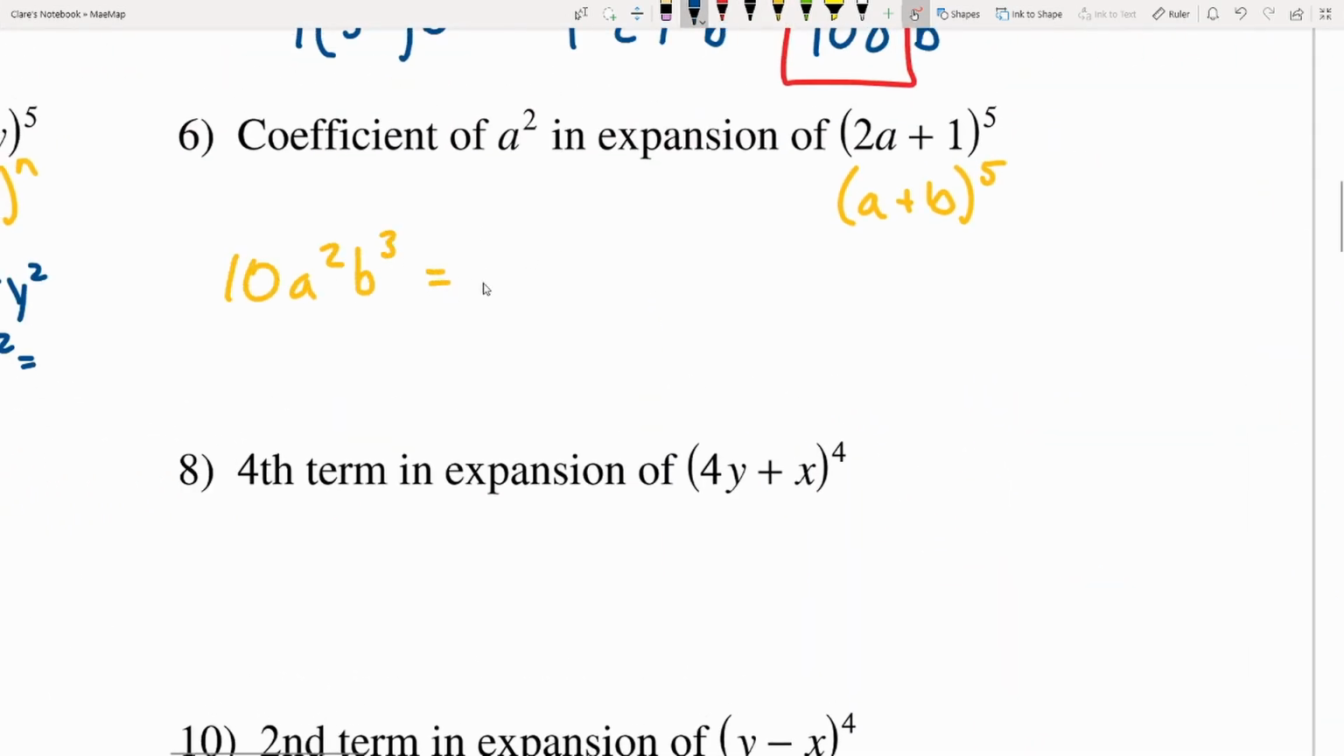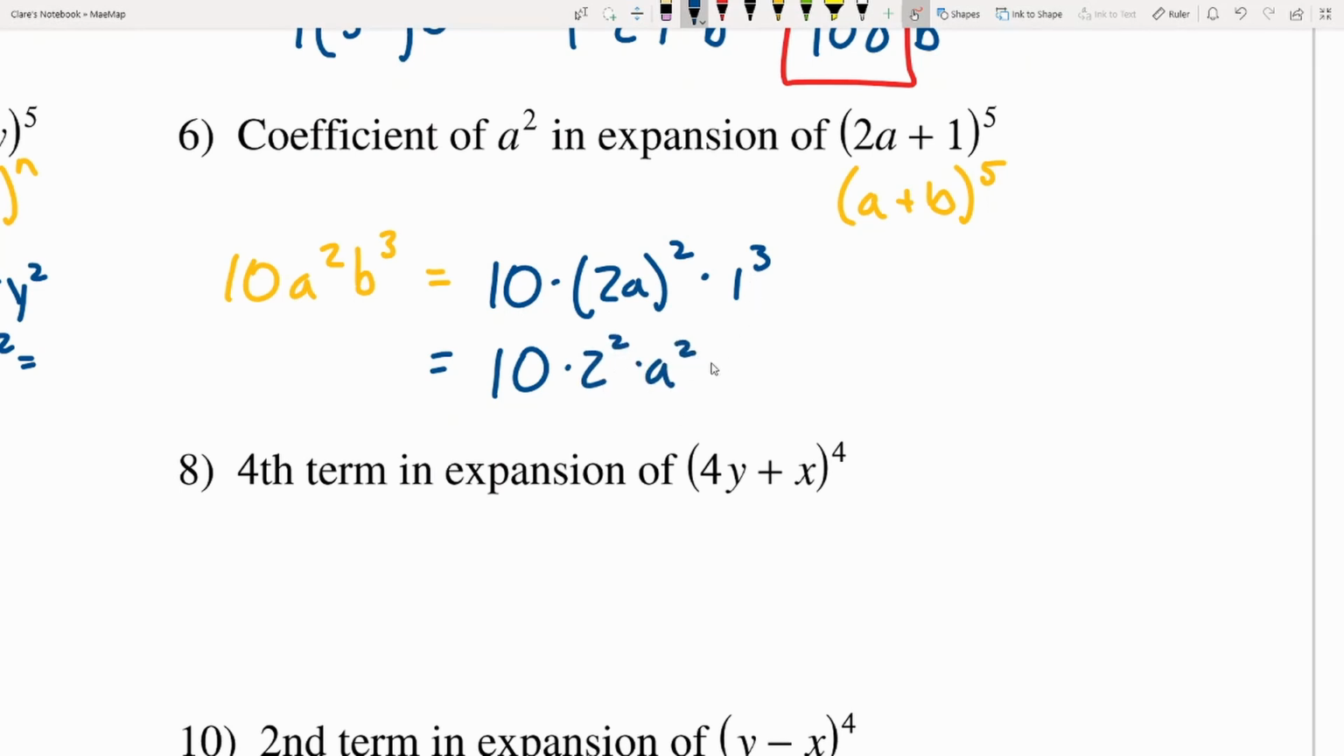So filling everything in, we have 10 times our a, in this case, is actually 2a. So 10 times 2a squared times our b is 1, so that's 1 cubed. So this will become 10 times 2a squared is going to be 2 squared times a squared, and 1 cubed is just 1. So this is going to be 10 times 2 squared is 4 times a squared, which we get 40a squared. So 40 is that coefficient in number 6.